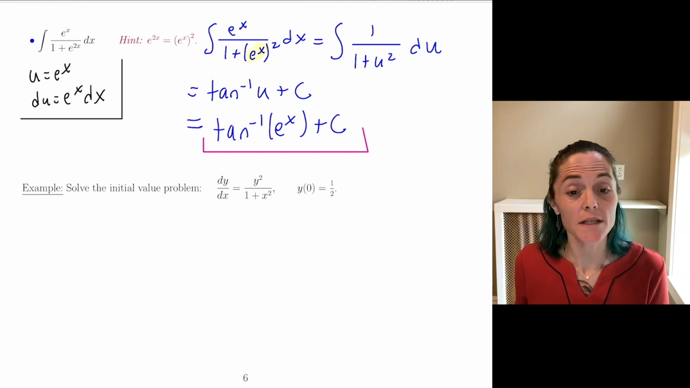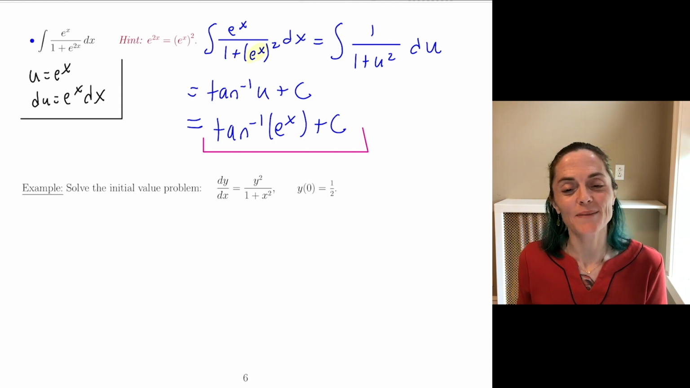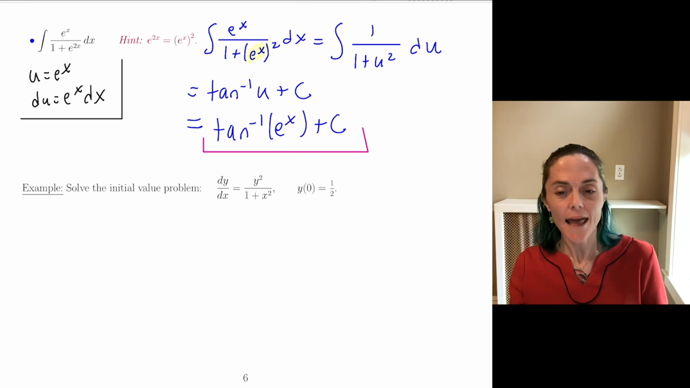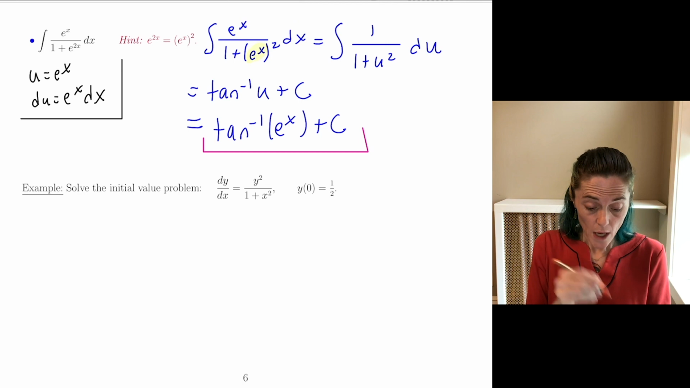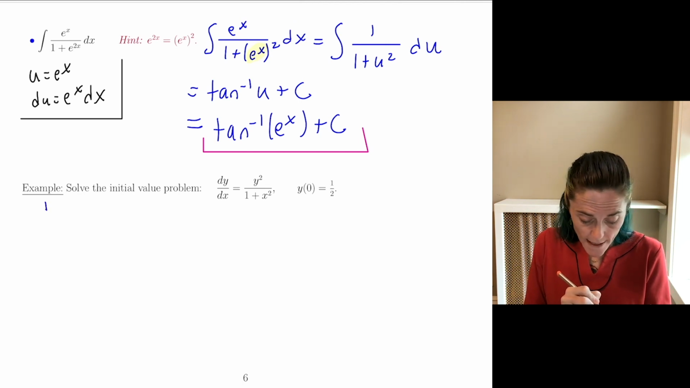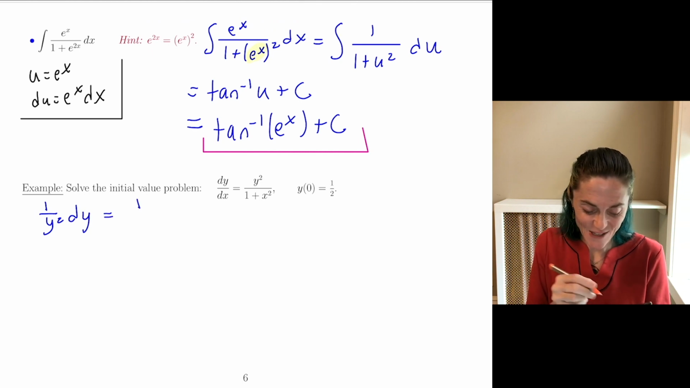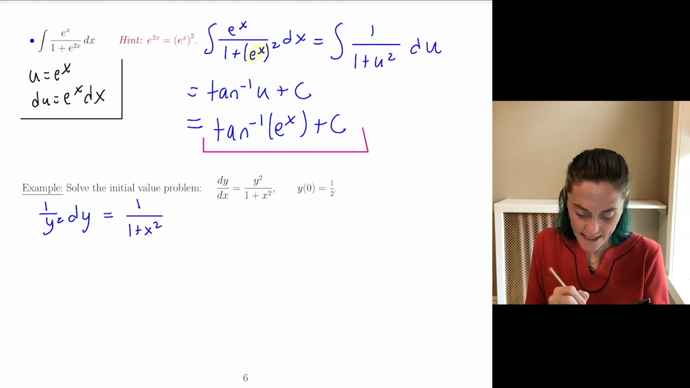Next question, we want to solve this initial value problem. Differential equations. This one is separable, and we have this initial condition. Very nice. So what we do, we have 1 over y squared dy equals 1 over 1 plus x squared dx.